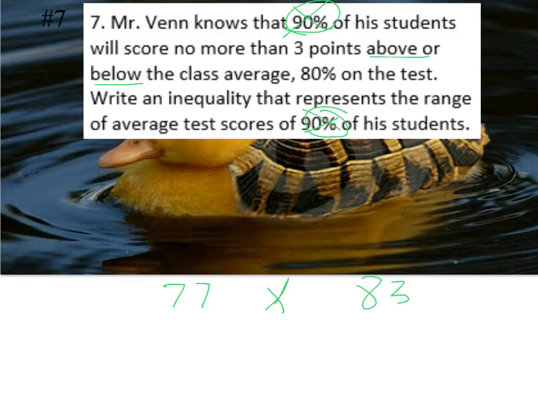So that means that x is going to be greater than 77. It says no more than, so it can be 77, so I'm going to put my equal to signs here. And when you have compound inequalities, besides the fact that the symbols should always be going in the same direction, x also has to be less than 83. So it has to be between 77 and 83.